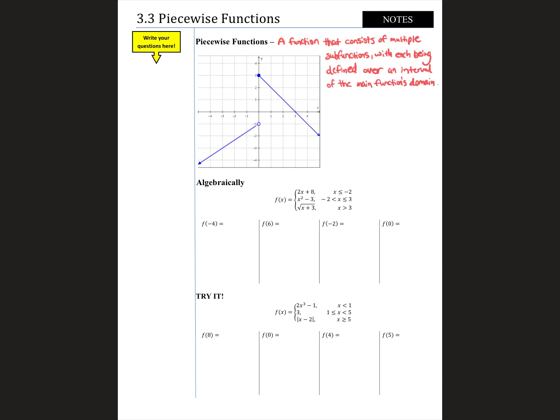All right, let's go ahead and talk about piecewise functions today. Up at the top, I defined it. A piecewise function is a function that consists of multiple subfunctions, with each being defined over an interval of the main function's domain. So what does that mean?